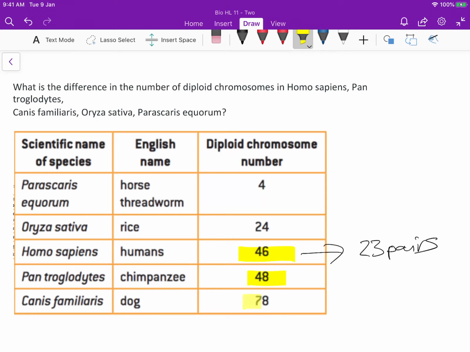And then we've got dogs that have more chromosomes. So again, just because we increase the number of chromosomes, it doesn't mean that we get a more complex organism. There are organisms with 1,400 plus chromosomes, and they are not more complex. But we see here with this fairly simple organism, a horse threadworm, which has a far smaller genome, it does have a lower number of chromosomes.